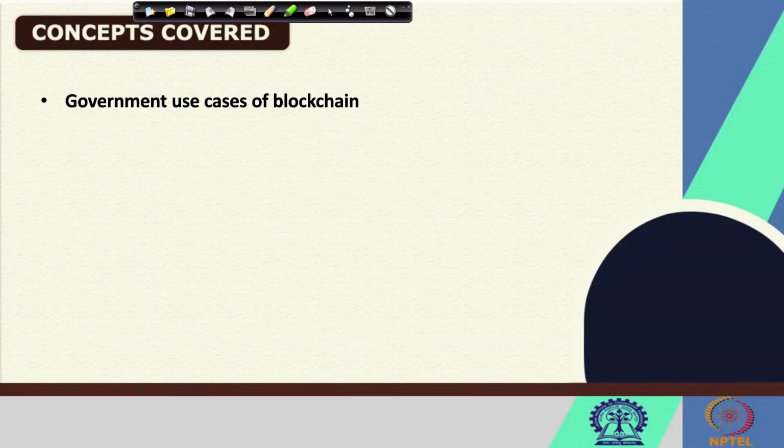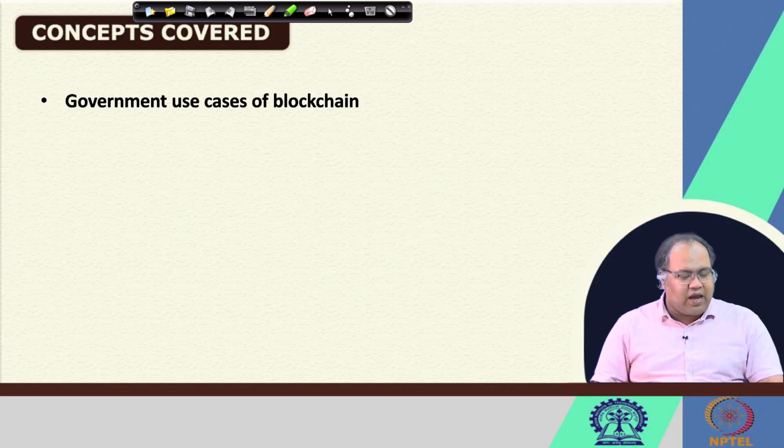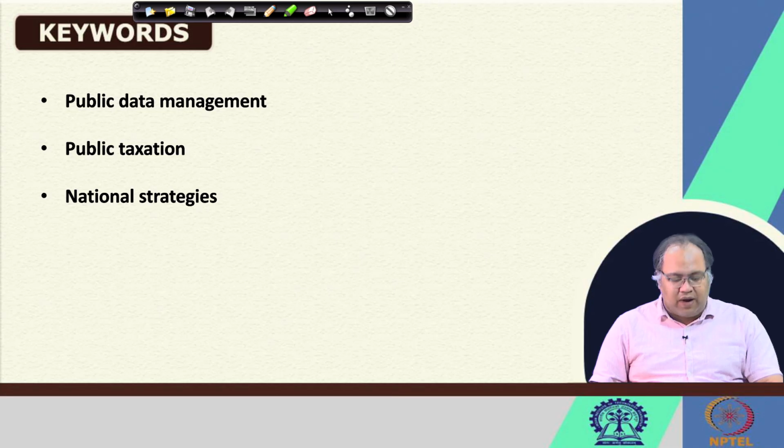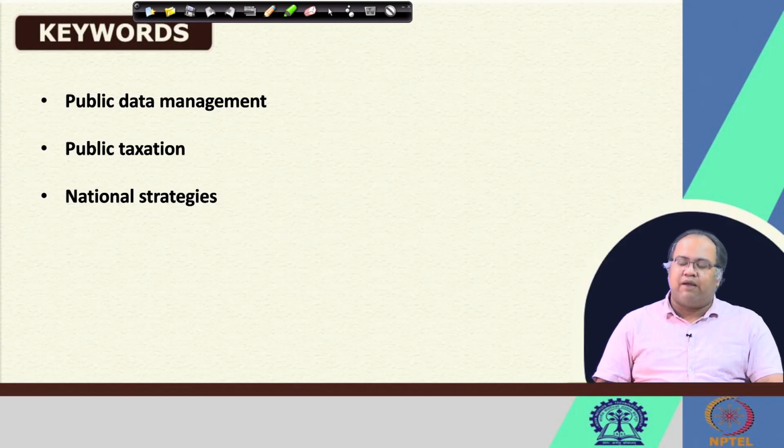This is the topic that we are going to cover today, the government use cases of blockchain, and these are the corresponding keywords. We are going to talk about public data management, or how data management is done for government databases, and how that can be envisioned on top of a blockchain based architecture. Then the concept of public taxation like the GST, and how blockchain can simplify the taxation procedure. And then we will talk about a few of the national strategies that have been taken up by different governments, particularly the government of India, and we will also consider the national strategy taken up by the government of Australia as a case study.